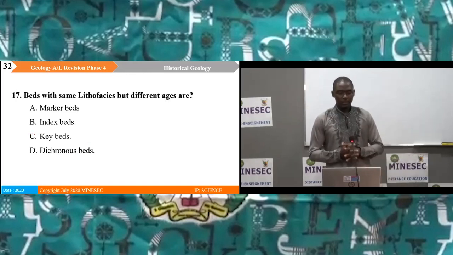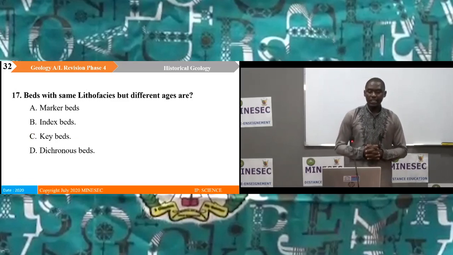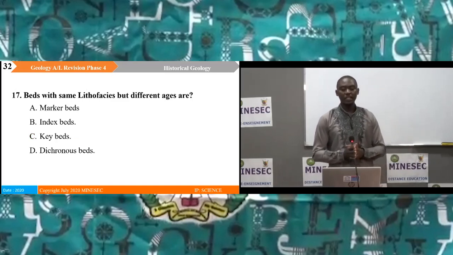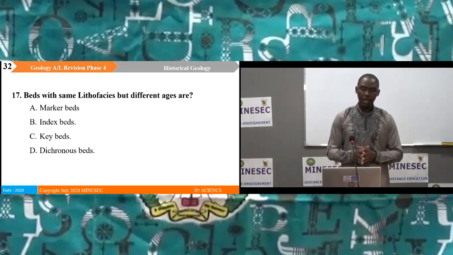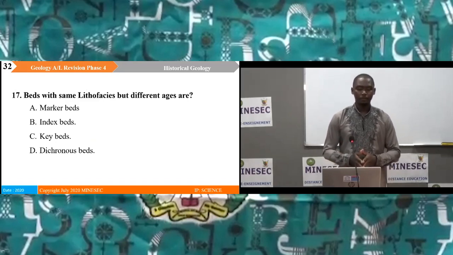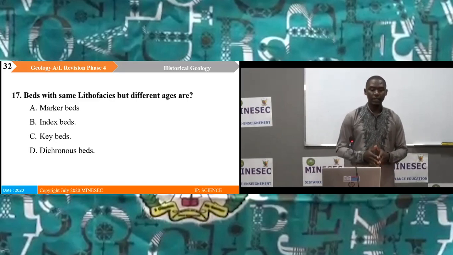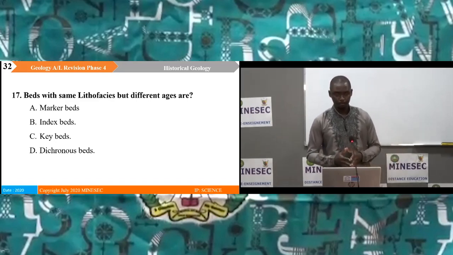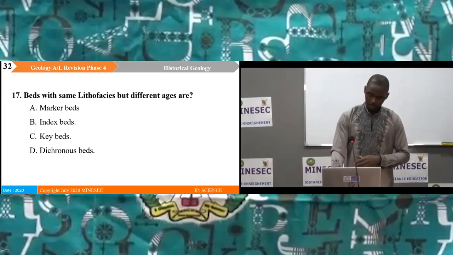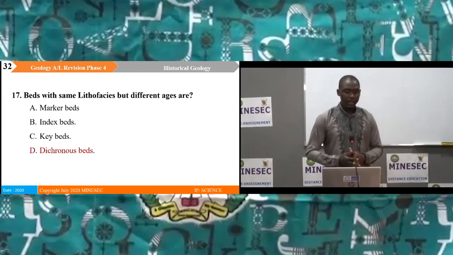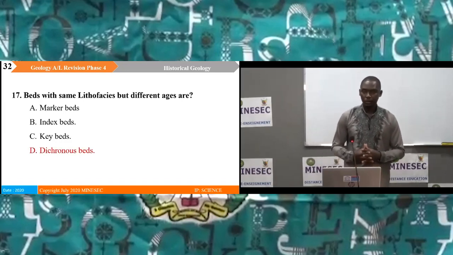Question 17. Beds with same lithology but different ages are A, marker beds, B, index beds, C, key beds, and D, diachronous beds. Our correct response here is D, diachronous beds.